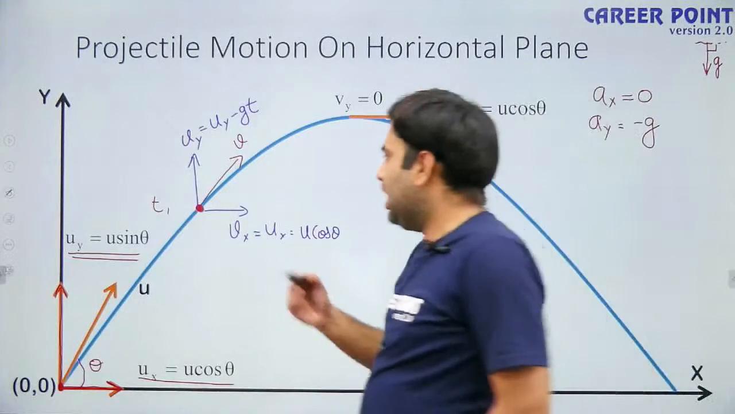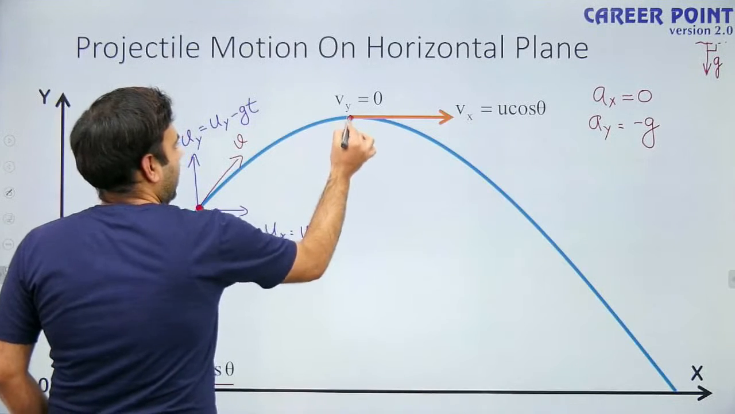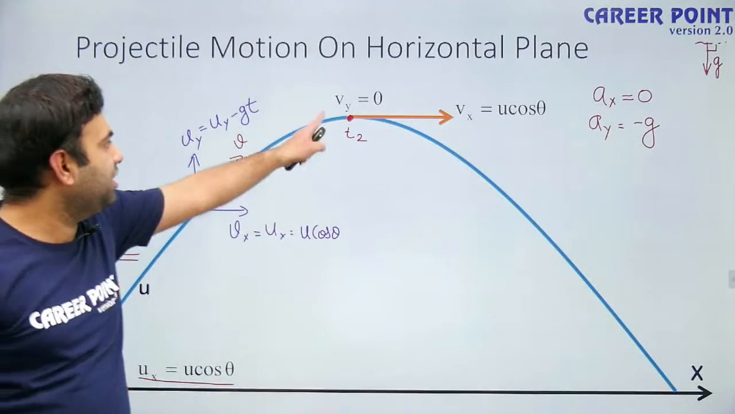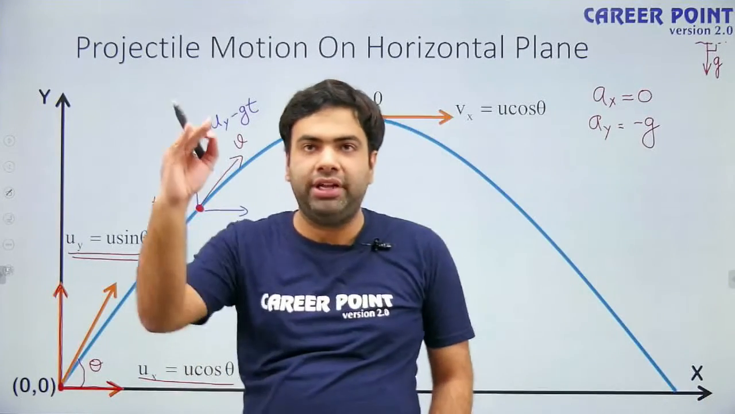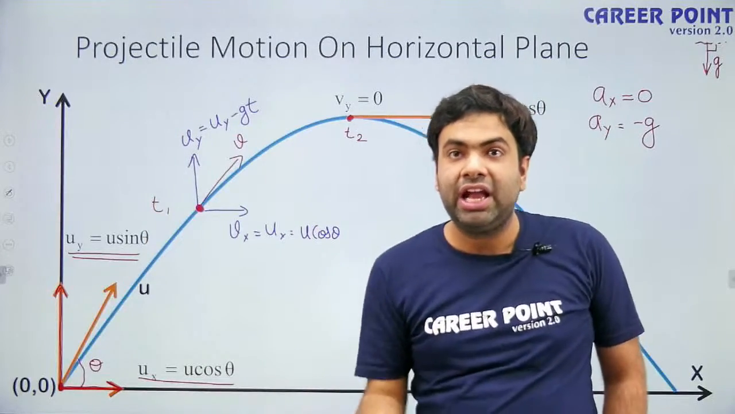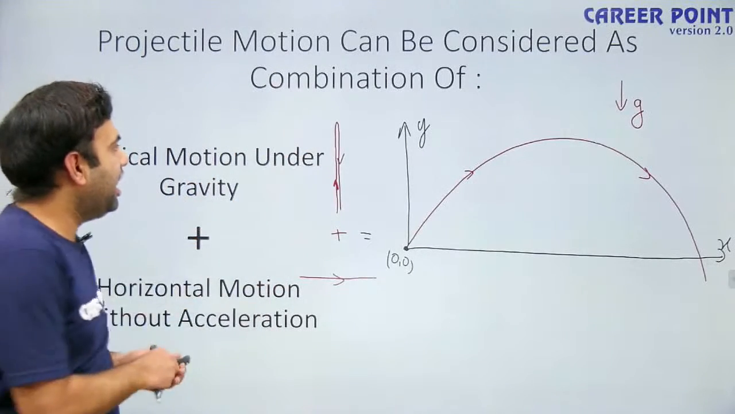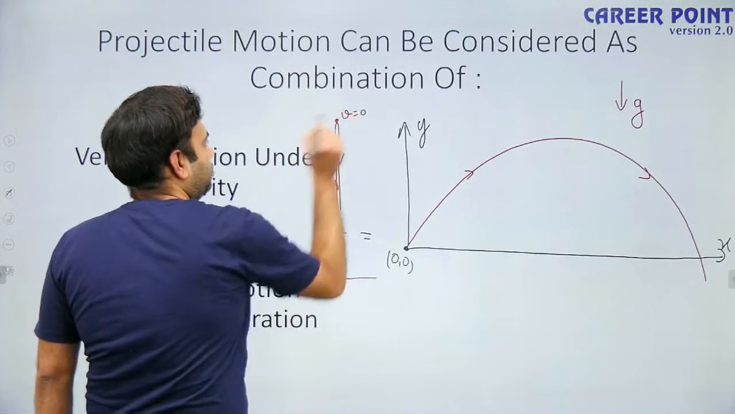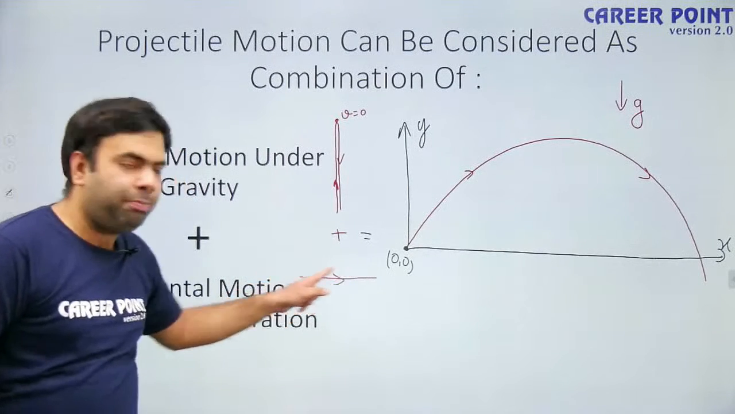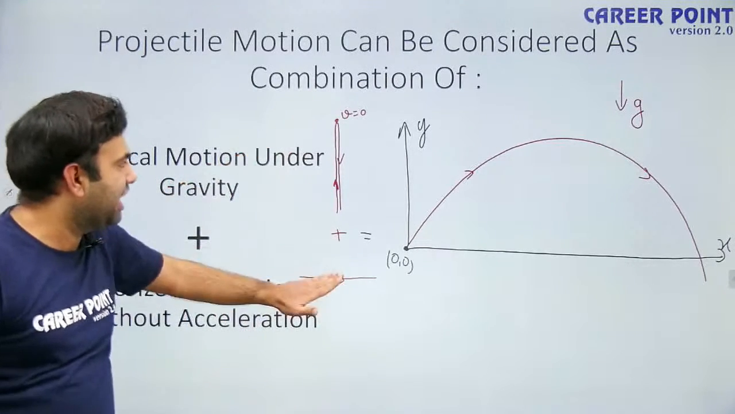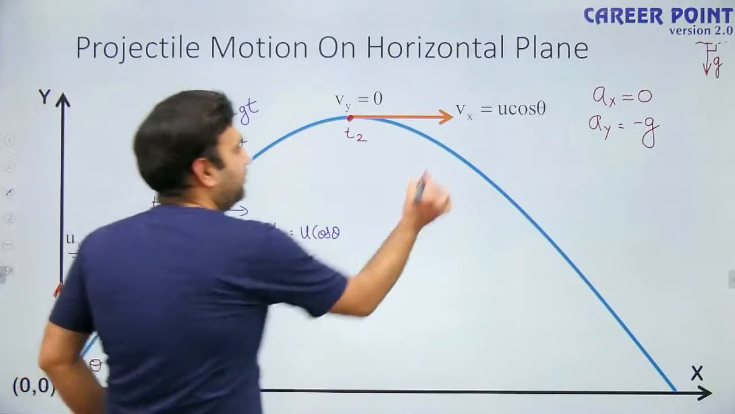Okay, now at the highest point, suppose at time t2, the particle is at highest point. As you know, if we talk about motion under gravity only, at highest point velocity is equal to 0. But if we consider horizontal motion without acceleration, at any point velocity is not 0. So if I combine them, and if I want velocity at the highest point, this will be only vx.